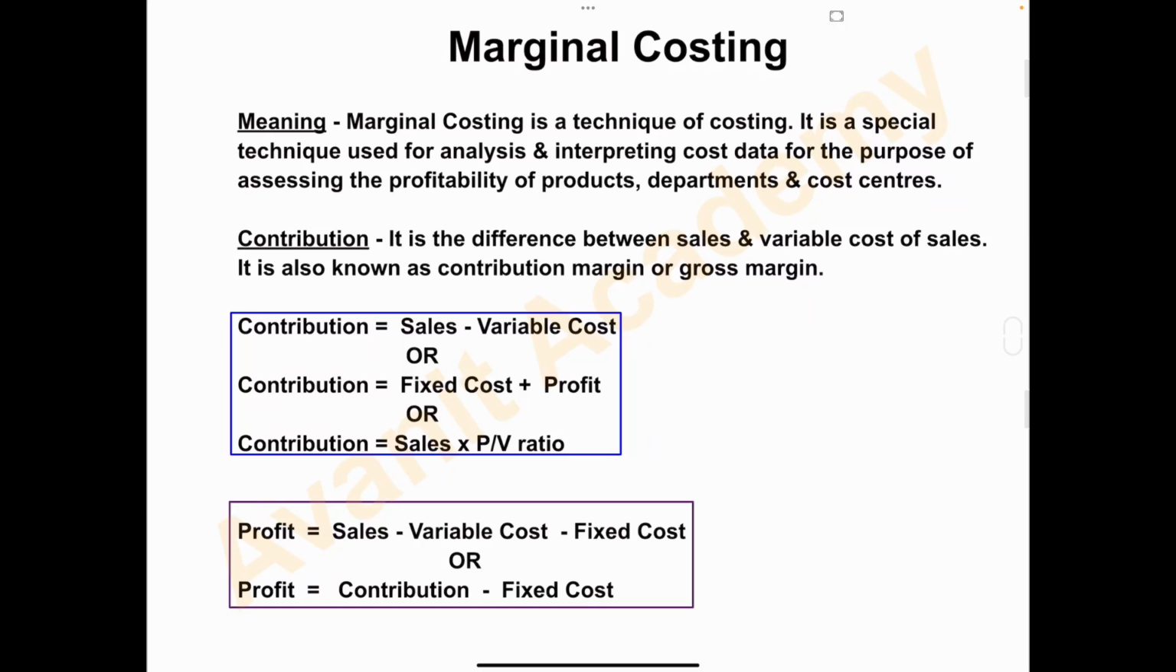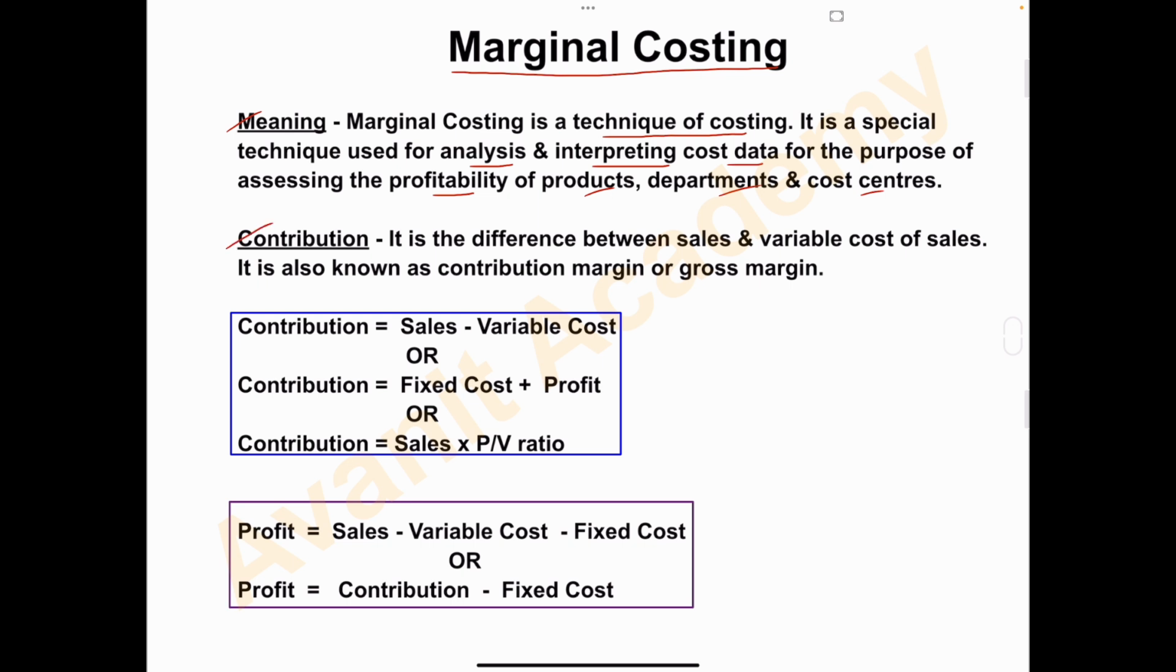In today's class, we'll start Unit 5, Marginal Costing. Let's study the meaning of marginal costing. Marginal costing is a technique of costing. It is a special technique used for analysis and interpretation of cost data for the purpose of assessing the profitability of products, departments, and cost center. So this marginal costing is a technique of costing which is used to analyze and interpret the cost data to assess or to find out the profitability of products, departments, and cost center.